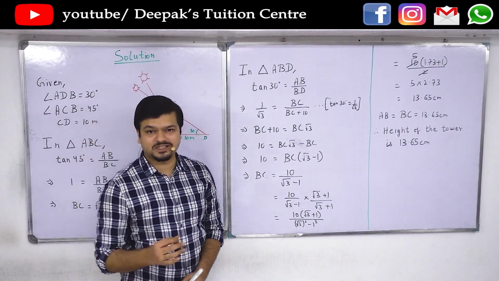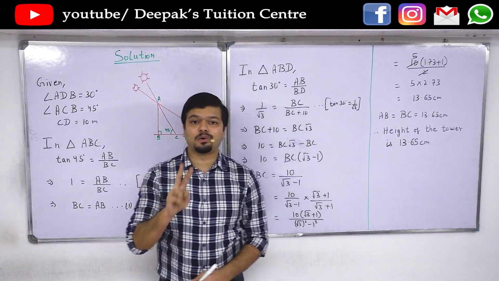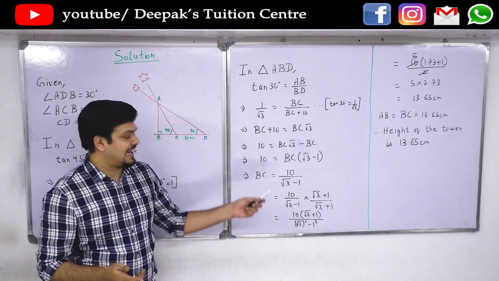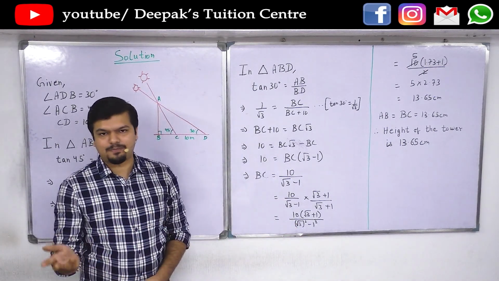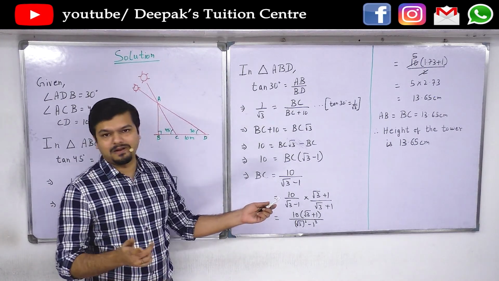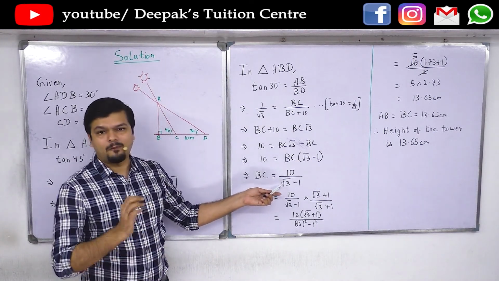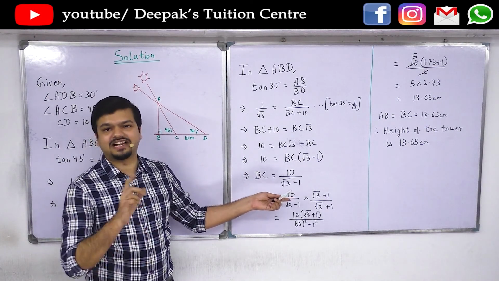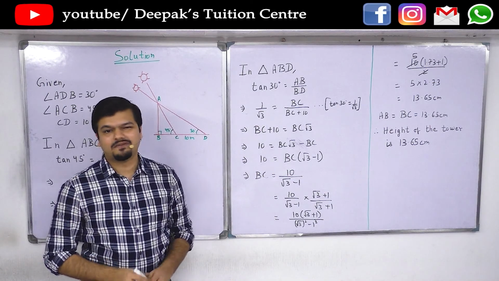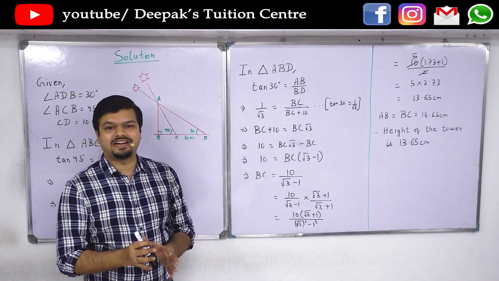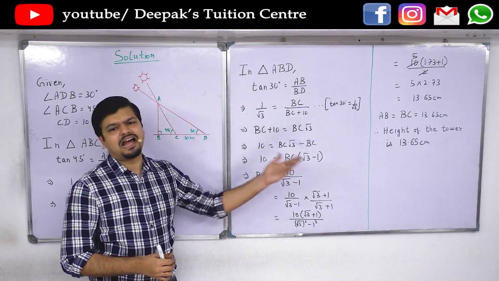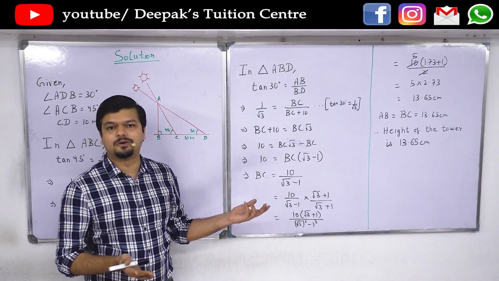Now the question asks me to calculate the value up to 2 decimal places. So to calculate the value, I should put the value of root 3, that is either 1.732 or 1.73, both are acceptable. But the problem is, if I put the value here, 1.73 minus 1, that is 0.73, now I have to divide 10 by 0.73, which is not a very good number. So the better thing is to rationalize it and get a rational denominator, and then we can put the value of root 3 in the numerator.